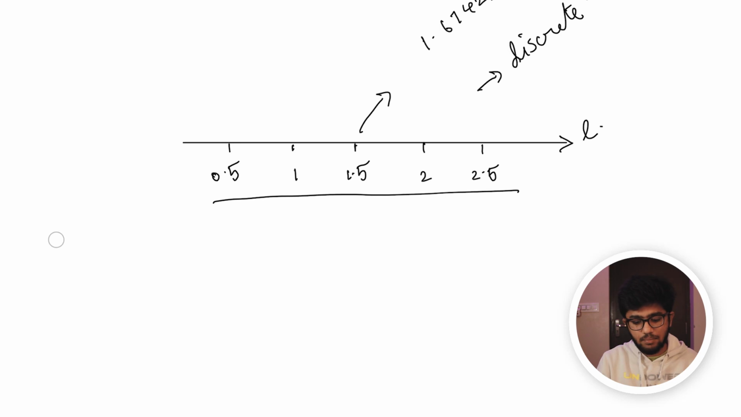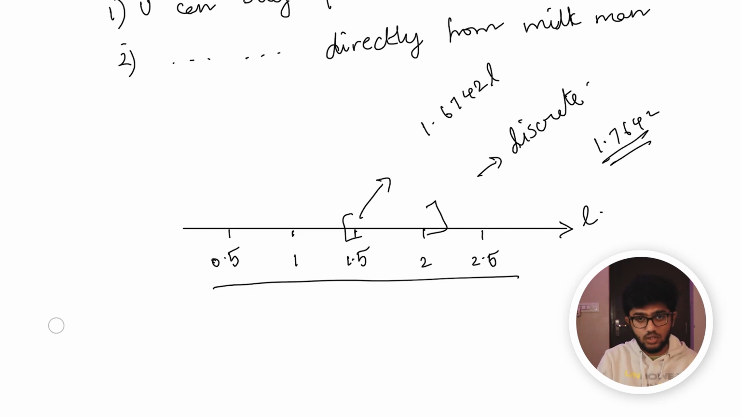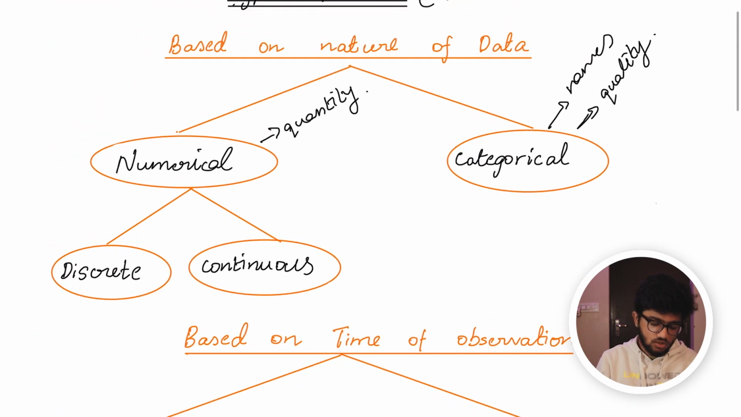Now let's take the second example. If you are directly going to a milkman and buying, and he has some precise instruments which can measure the exact quantity of milk, you can even buy 1.7642 liters, which is not even on this scale. It is between 1.5 and 2. So it is in the interval between 1.5 and 2. So this type of data points are known as continuous. If there is a possibility of having data within an interval, then it belongs to continuous data. And if only certain discrete points with equal intervals between them are possible, then it comes under discrete data points. So that's all about continuous and discrete.